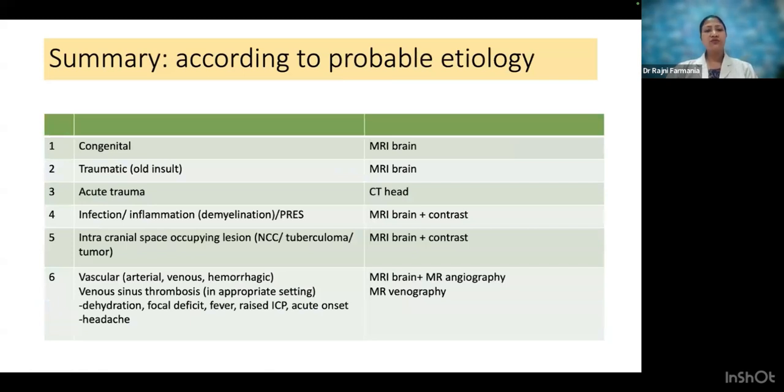Now, according to etiology, if it is a congenital problem, MRI is required. Traumatic, if it is an old insult, there's a history of trauma and now you are getting some features, it's MRI brain. Acute trauma, CT scan. Infection, inflammation, with contrast MRI brain. And any vascular pathology, you want to decide on venography versus angiography. So these are the basic sequences or the basic imaging which we order in OPD.